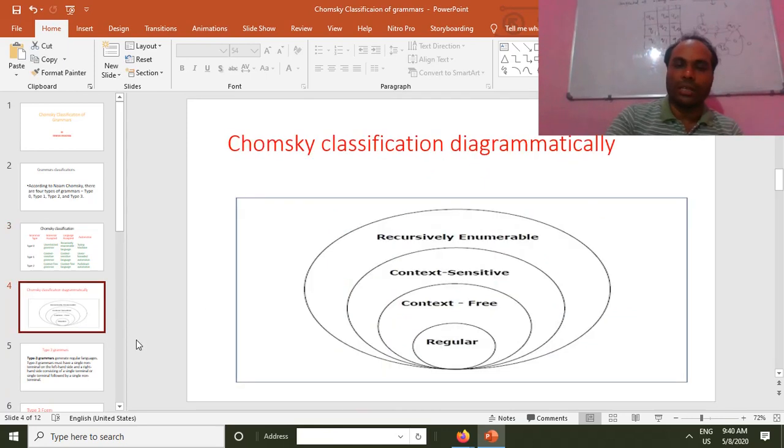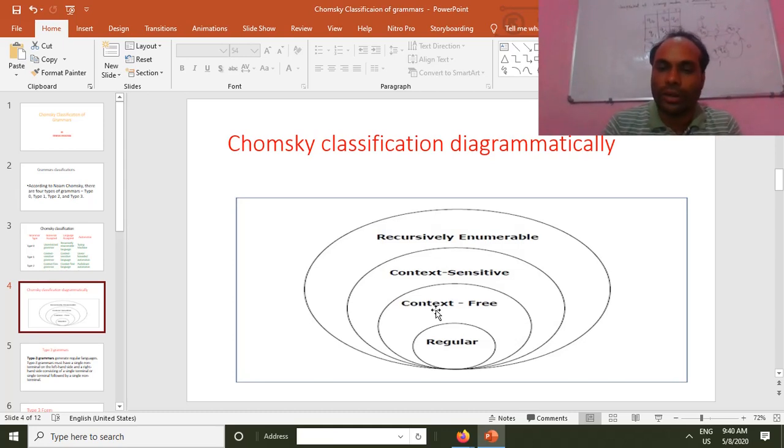Now let's see the diagram. This is one of the important diagrams. In most competitive exams, they may ask questions on this classification. Just look here. Inside it are the regular, context free, context sensitive, and recursively enumerable languages. If a language is accepted by recursively enumerable, then definitely it accepts all the regular, context free and context sensitive languages, because the recursively enumerable languages consist of regular, context free and context sensitive languages.